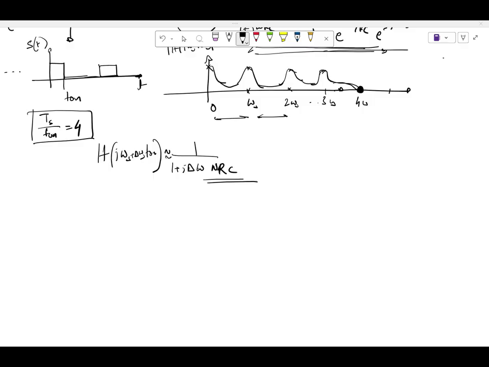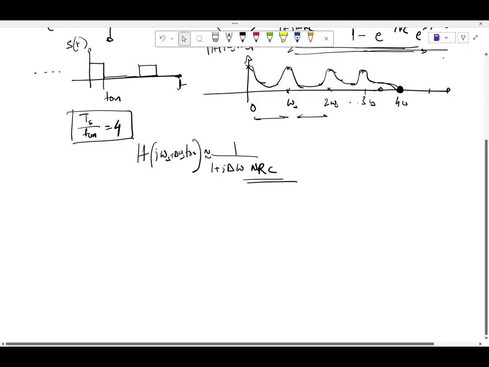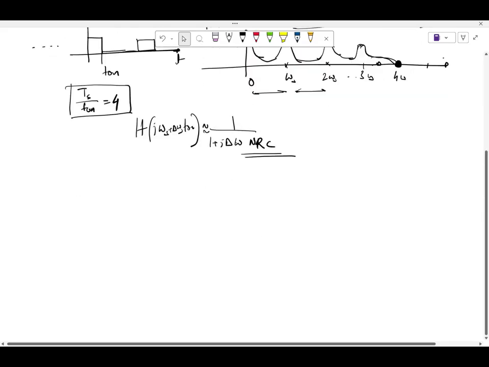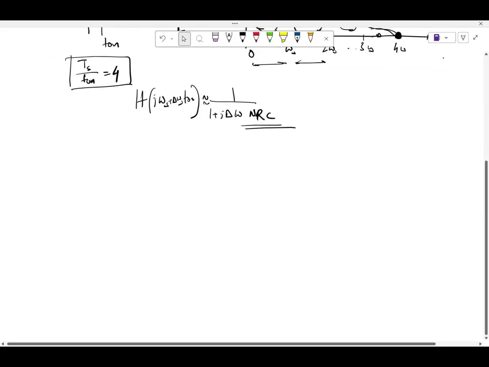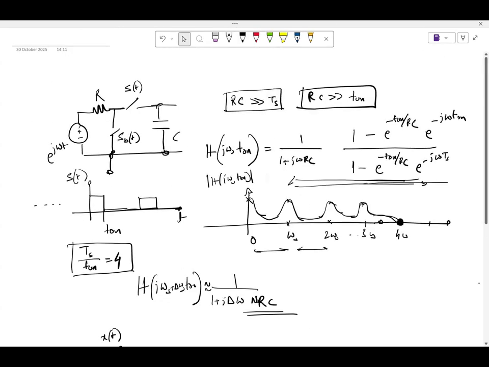Okay, so the intuition that I would like to provide is this. So before going to the intuition, let me ask you this. The intuition is as follows. Assume that T on is much less than RC, right? So then this guy is close to 1, correct? And assume that omega RC is much greater than 1, which means this goes to 1 over omega, correct?